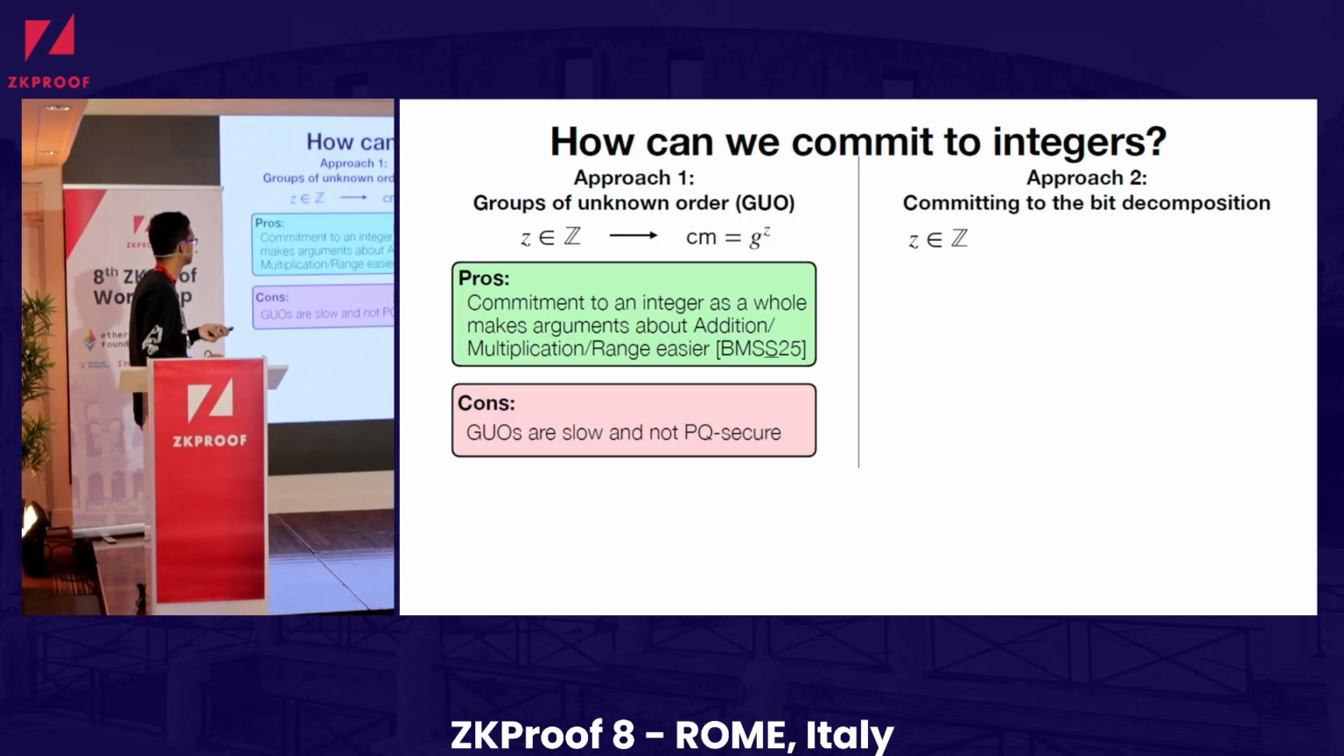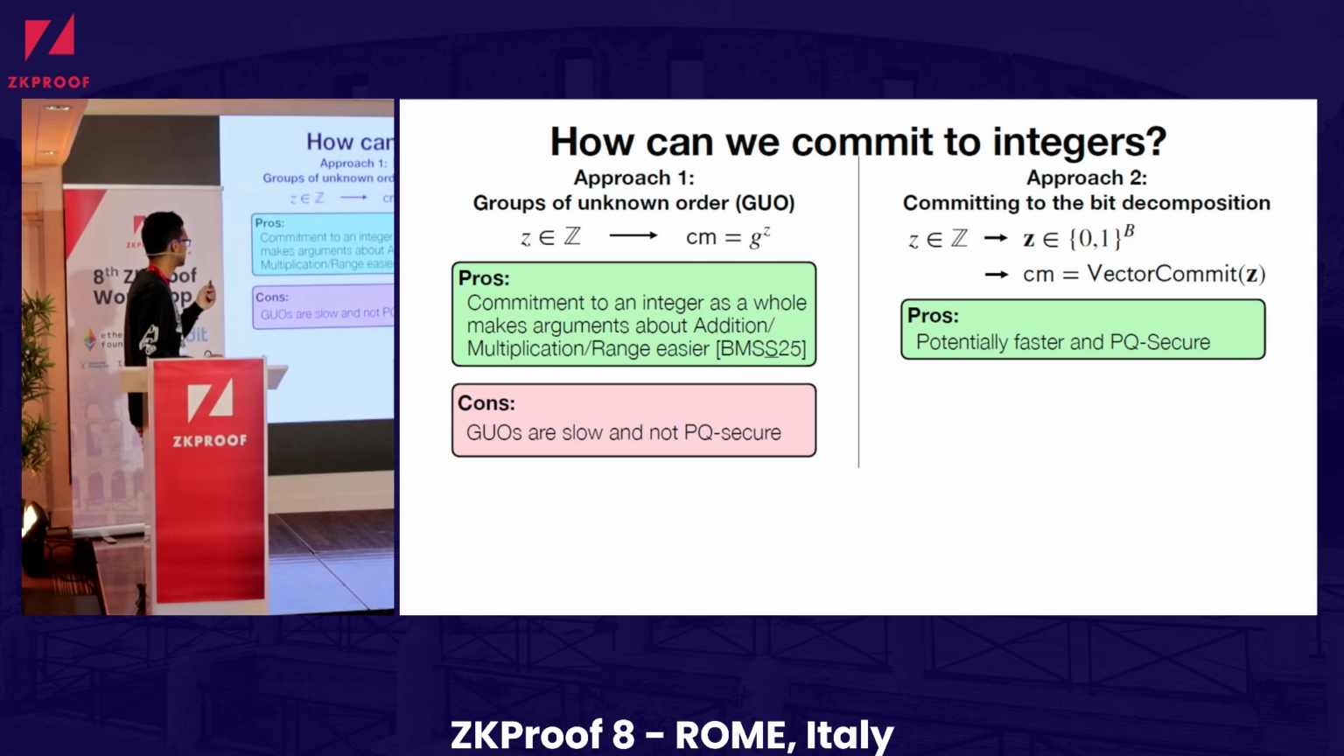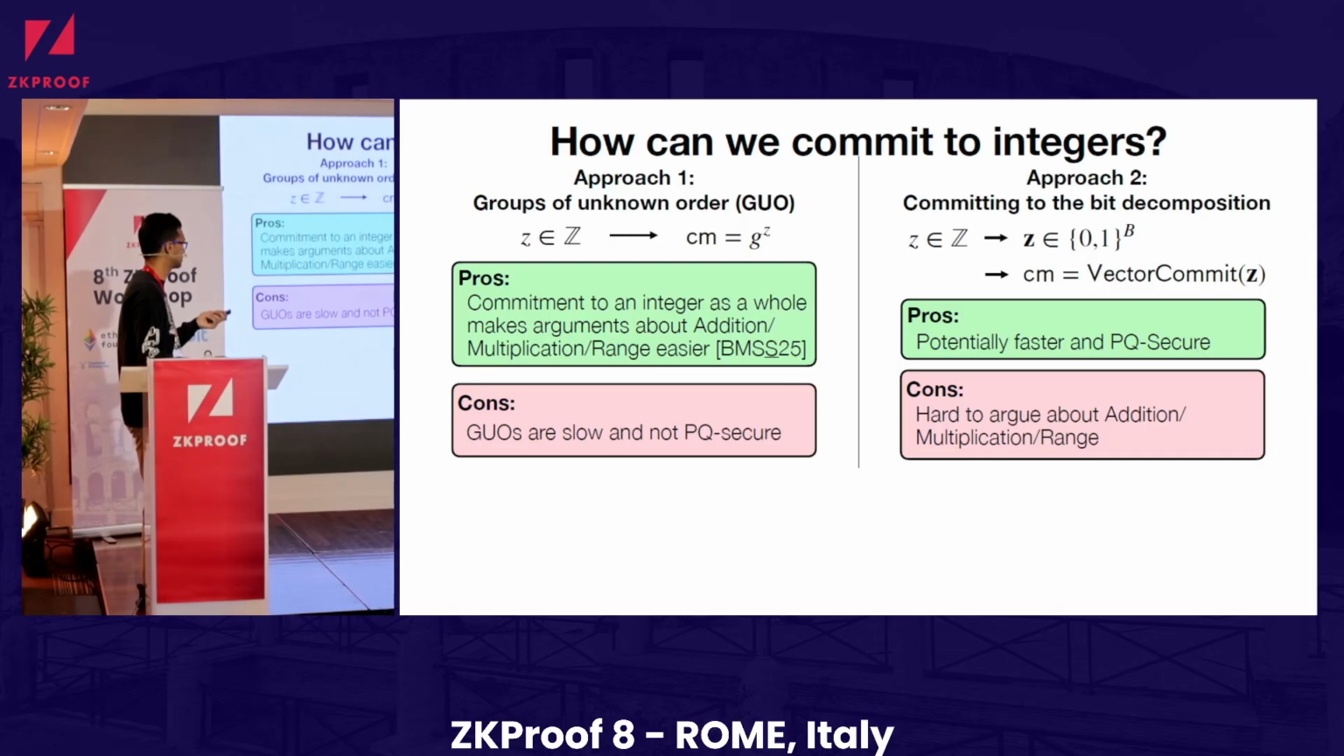The other option, which is more generalizable in some sense, is you commit to the bit decomposition of your integer. And with this one, you can choose whatever vector commitment you want. You can make it as fast as you want it to be. But unfortunately, it's going to be harder to prove things like addition and multiplication, simply because you have to worry about carries, you have to worry about what multiplication algorithm you pick, and so on.